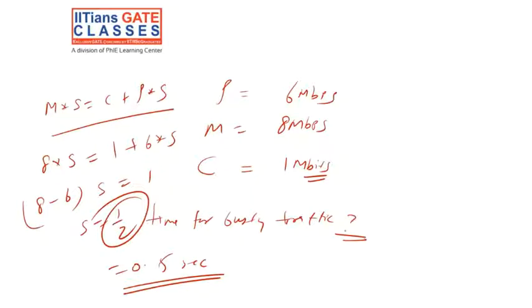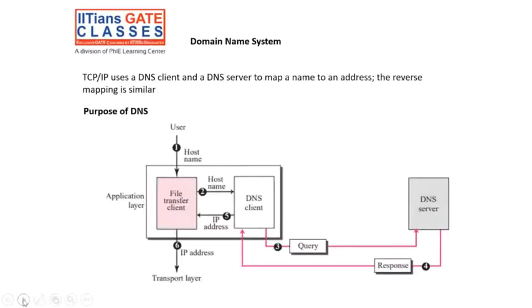Simple. I think this token bucket is also done. Now we will discuss domain name system. So your transport layer is done. Each and every topic is done. You can solve every question from the transport layer. Now application layer.